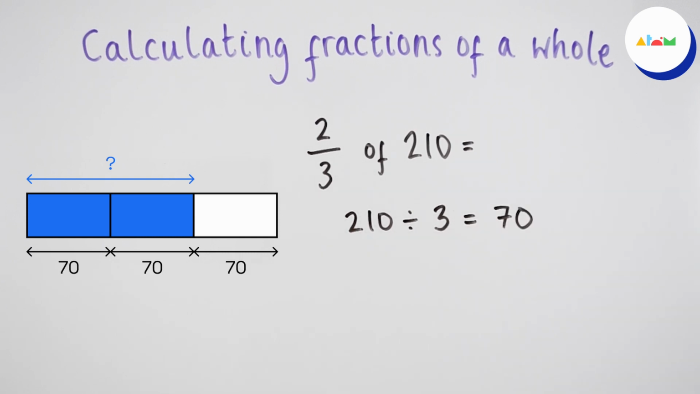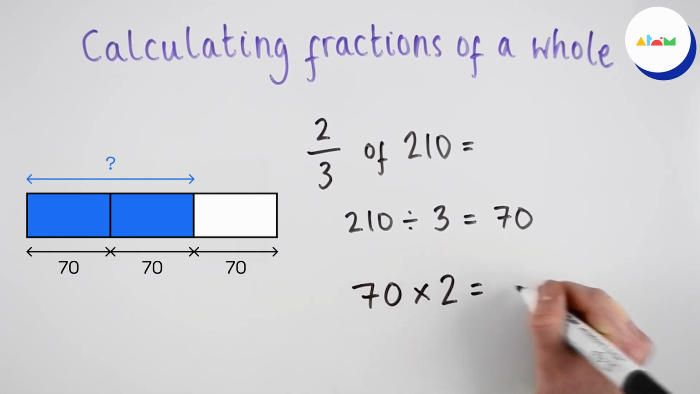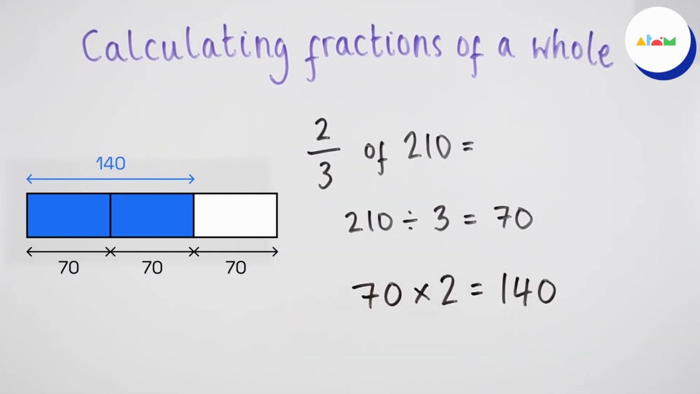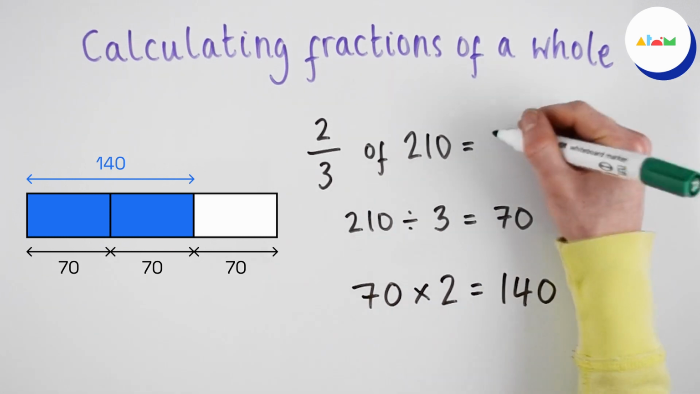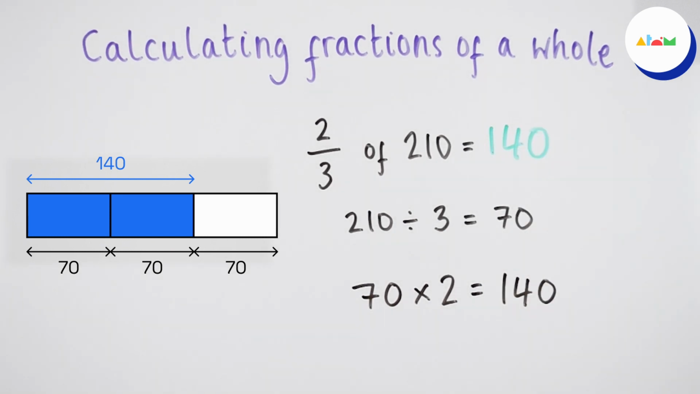Then we multiply this number by the numerator, in this case 2. This shows us what 2/3 is. 70 times 2 is 140. So 2/3 of 210 is 140.